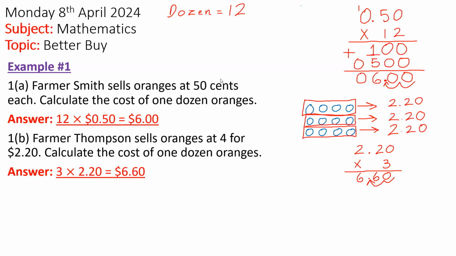And then for the second one, they're telling us that 4 oranges is $2.20. So we're gonna take $2.20 and multiply it by 3. The reason why we multiply it by 3 is because there are 3 sets of 4 in 12. So we say 3 times 2.20, and that gives us $6.60. That's our answer for the cost of a dozen oranges at Farmer Thompson's.